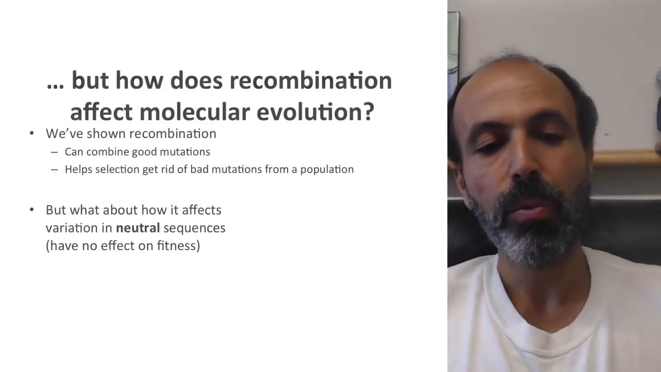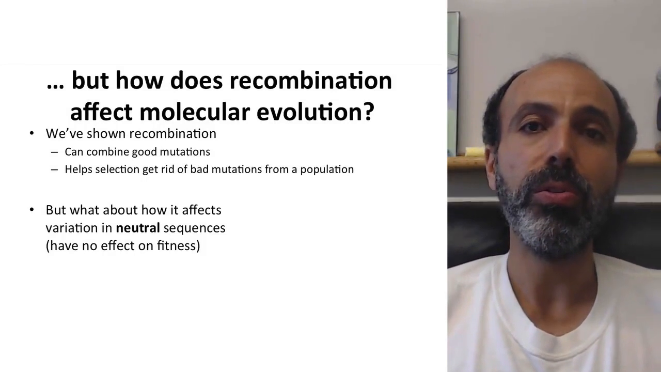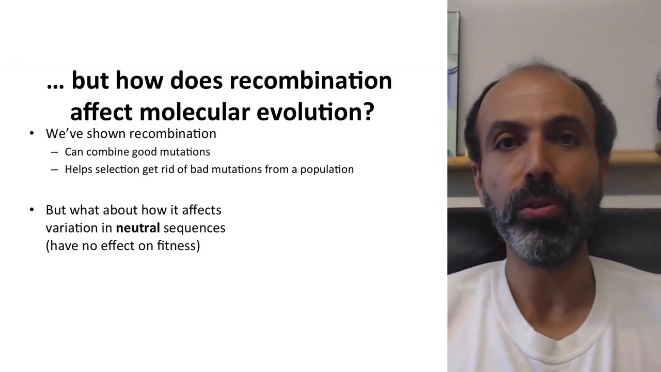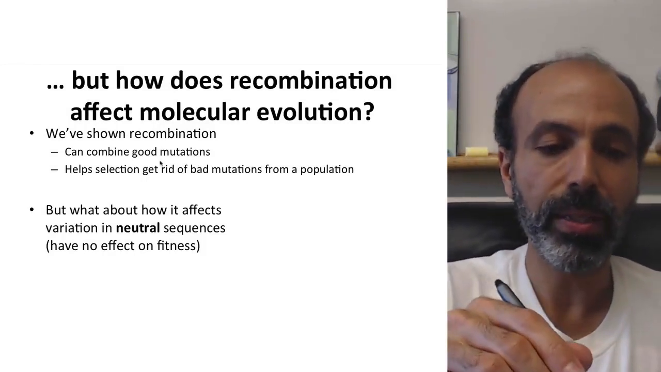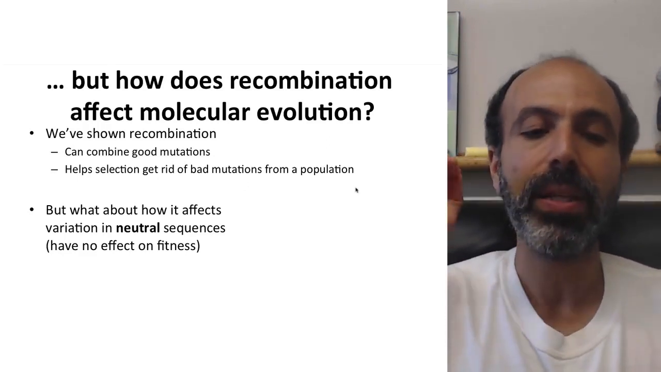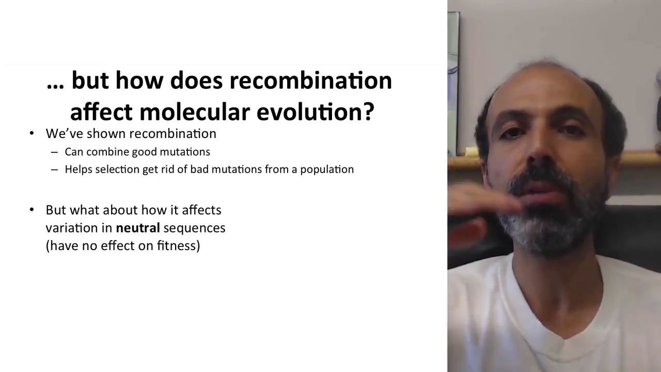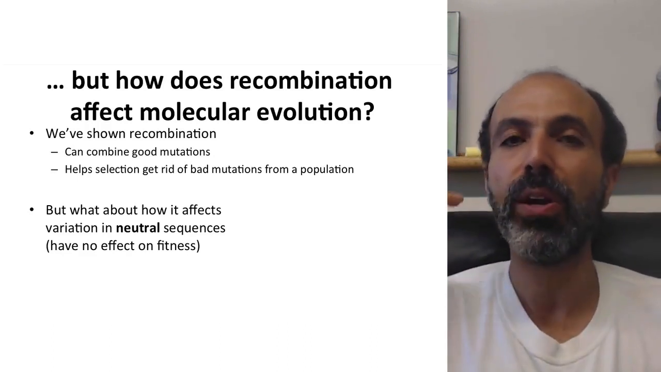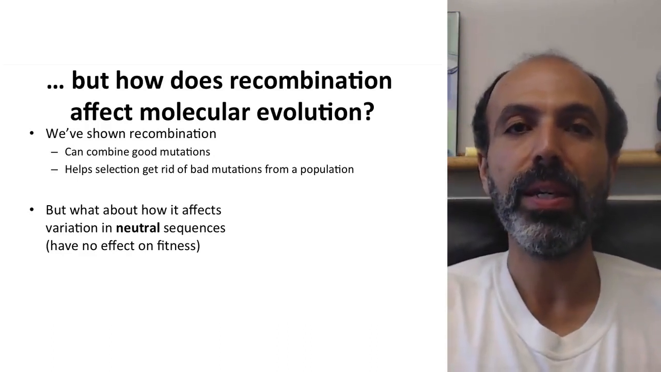Now, what does recombination do in terms of molecular evolution? We've shown that it can combine good mutations, we've shown that it can get rid of bad mutations, but how does it affect neutral sequences? Sequences that really don't matter. How does it affect how much variation there is present in nucleotide sequence? This variation that has no particular effect on fitness. Well, we'll come back to that in the next set of videos.